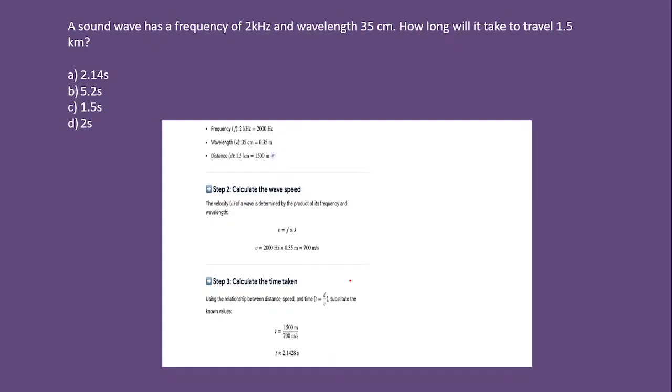Yes, very good, correct, 2.14 second. So time equals distance by velocity. Distance is already given, 1500 meters. 1500 divided by 700 will give you 2.1428 seconds. So here option A is the correct one. 2.14 second is the correct answer.